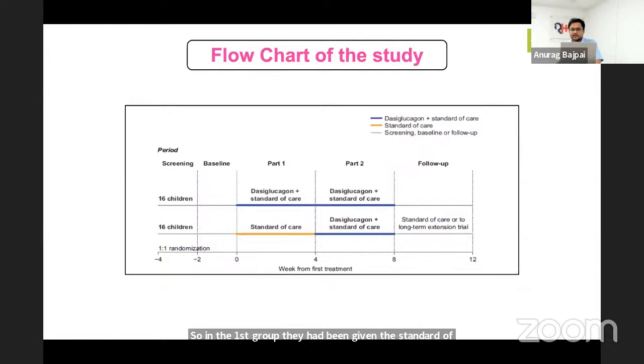In standard of care treatment, there is nutritional therapy as well as diazoxide, and in some patients a somatostatin receptor analog like lanreotide has been used. In another group, dasiglucagon plus the standard of care treatment was given for the initial 4 weeks. In the later half, for the next 4 weeks, all the patients were shifted to dasiglucagon and the standard of care treatment. After completing the 8 weeks, they were followed in a long-term extension trial for dasiglucagon and standard of care treatment.